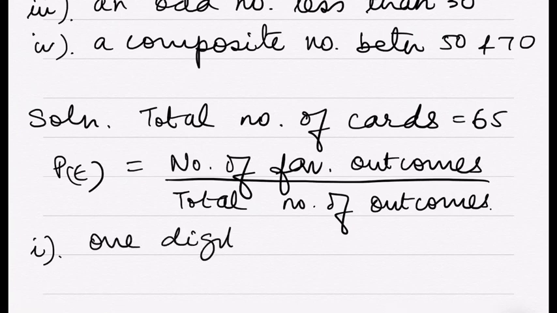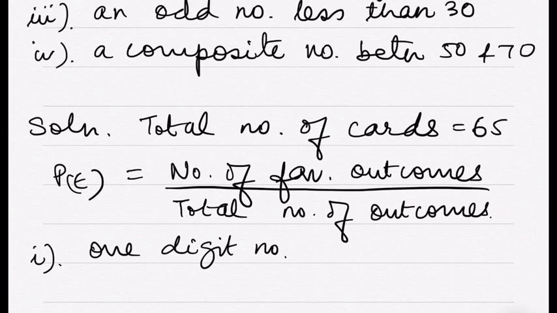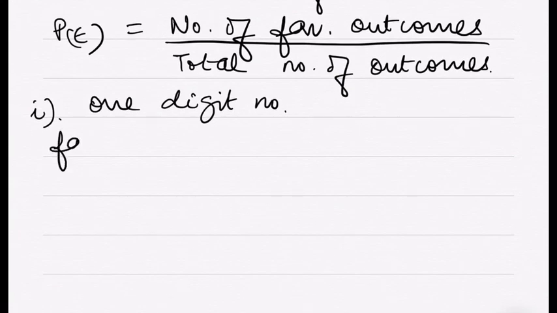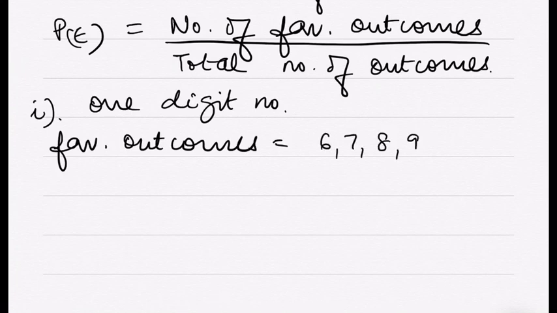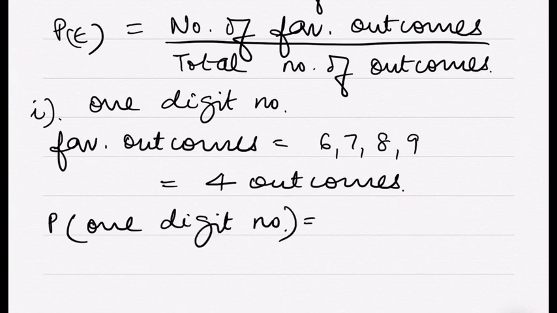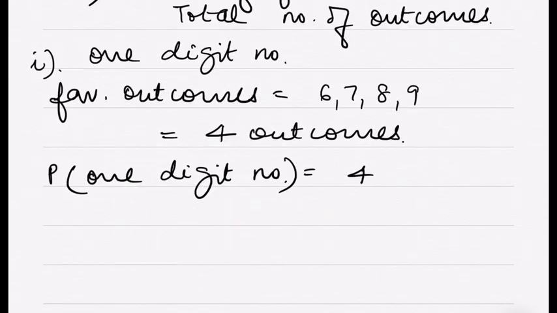Okay, so one digit number, how many outcomes are there? It starts from 6, right? So my favorable outcomes will be the 6th card is there, so 6, 7, 8 and 9. That's all, because then it starts from 2 digit numbers. So there are 4 outcomes. Okay, so my probability of getting a one digit number will be equal to 4, and total outcomes are 65. So 4 by 65, that's the answer.